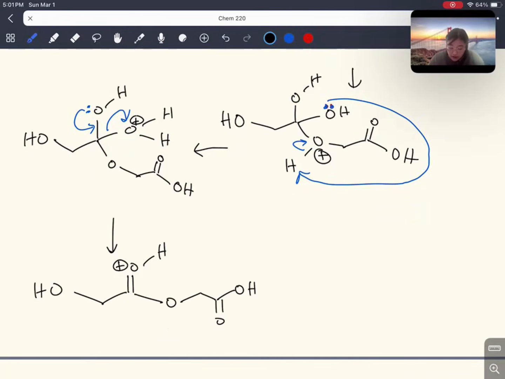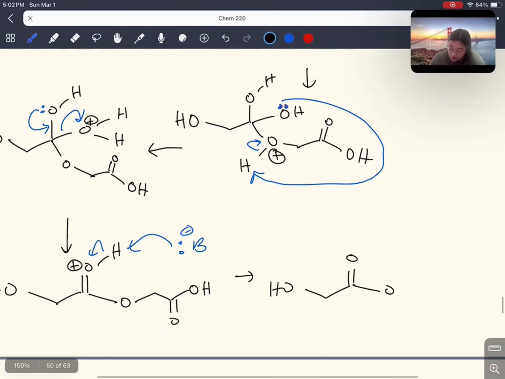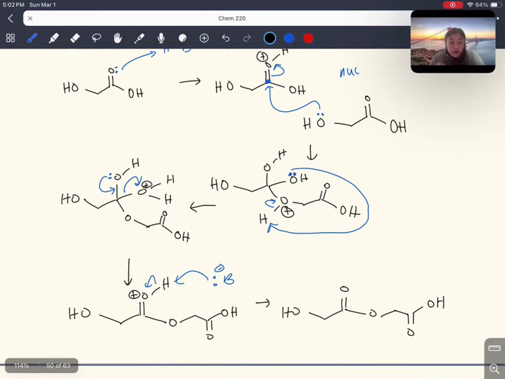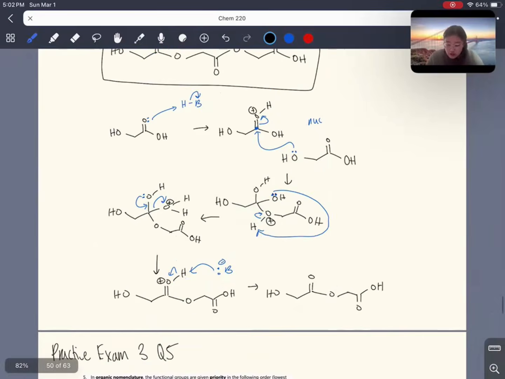So then we can take our base. This is just a typical base in your solution, because remember you had an acid catalyst earlier in the reaction, and that will do a deprotonation over here. And then you get your final product when you combine two monomers of glycolic acid. If you wanted to add a third molecule, you would just do the exact same mechanism again and make the chain longer and longer. So this is how the mechanism works.